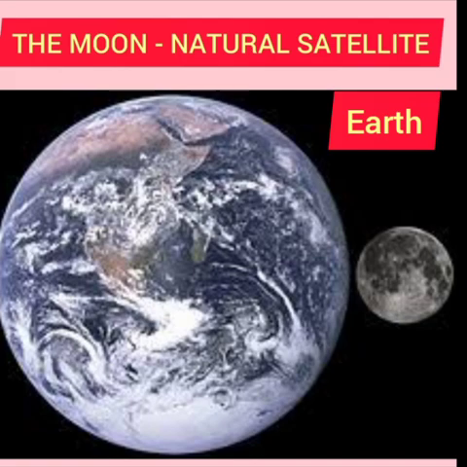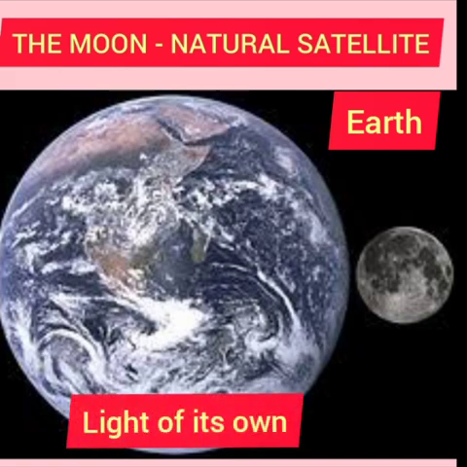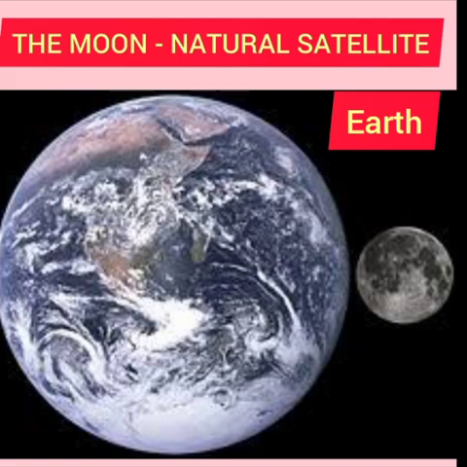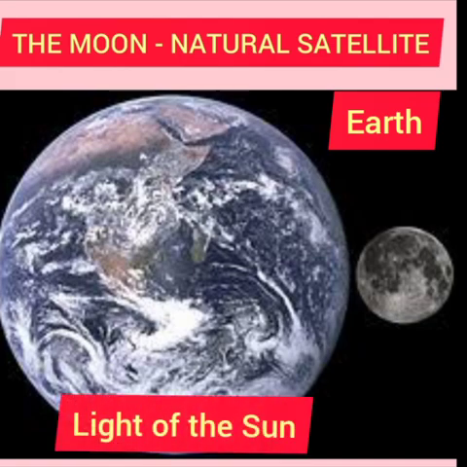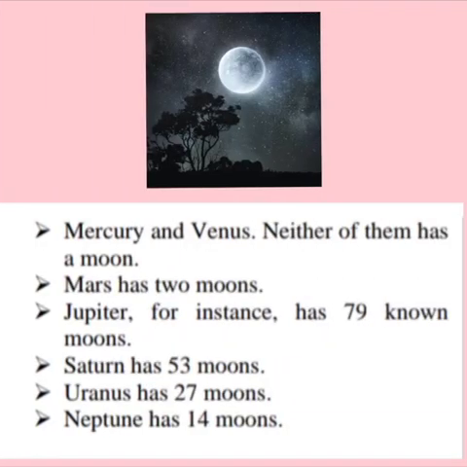It does not have the light of its own. Rather, it reflects the light of the sun falling on it. Mercury and Venus, neither of them has a moon. Mars has two moons. Jupiter has 79 known moons. Saturn has 53 moons. Uranus has 27 moons. Neptune has 14 moons.